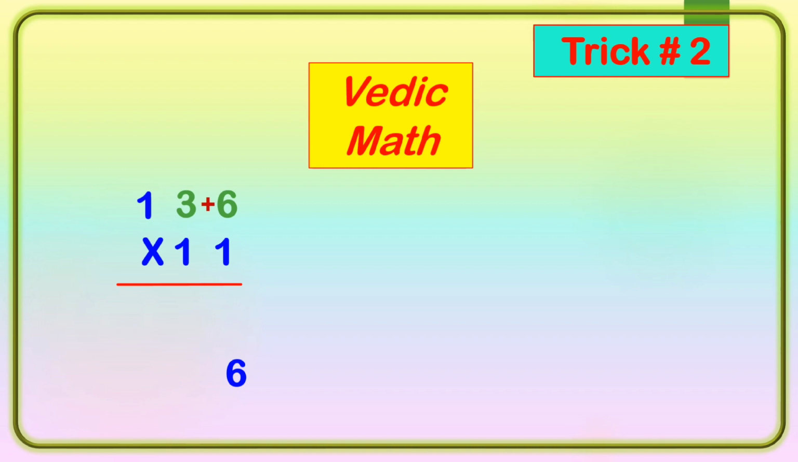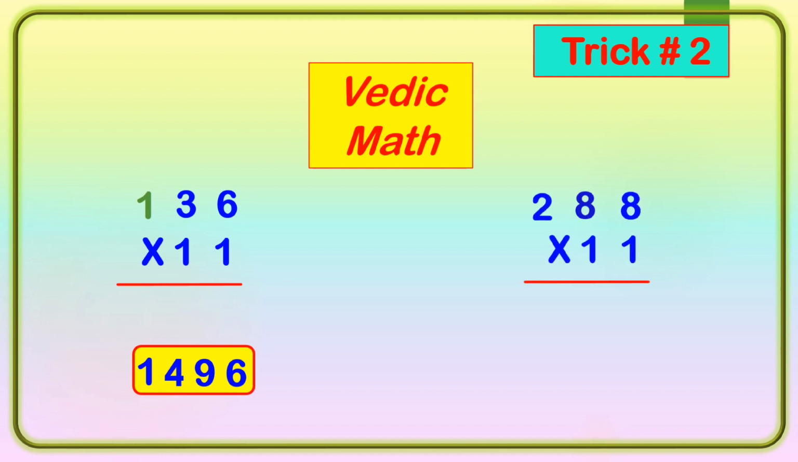It is a single digit number, so write it here. And then add 3 plus 1. 1 is next to the 3. Then write 4. Now the last number is 1. That has to be written here, 1. This is the answer. 1496 is your answer when you multiply 136 into 11. I will show one more example.